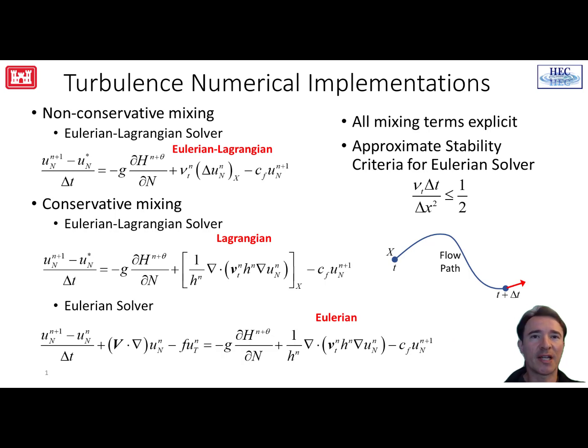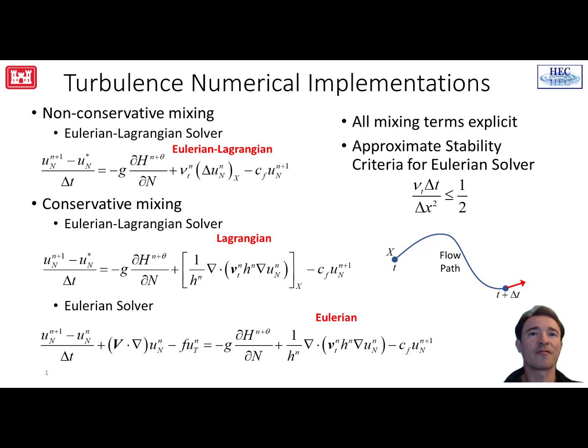In order to understand the strengths and limitations of the different formulations and solvers, it's important to understand some basic aspects of the numerical implementations. The non-conservative form of mixing remains largely the same in 6.0 except for the eddy viscosity. The mixing term is Eulerian-Lagrangian. The eddy viscosity is computed at the phase while the velocity Laplacian is backtracked. Through testing, this was found to have better convergence properties than a full Lagrangian approach.